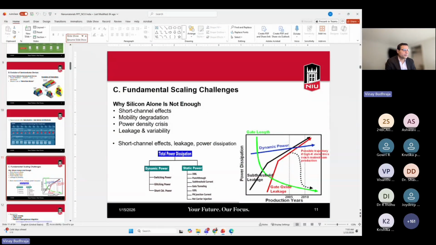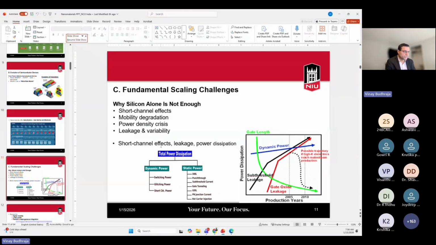Next is the fundamental scaling challenges. Why silicon alone is not enough. Our main development was dependent on silicon, and silicon has its own advantages and disadvantages. Why is it not enough? Because of the short channel effects, mobility degradation, power density crisis, leakage, and the variability. We will discuss these effects one by one.